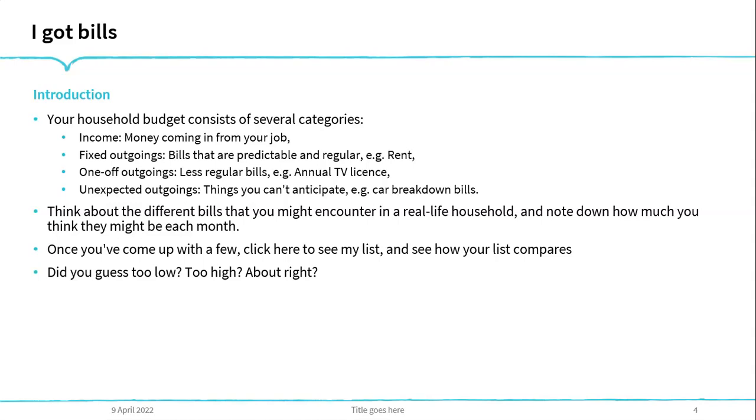Income, which is money coming in. Fixed outgoings, so these are more predictable and regular, like rent. One-off outgoings, like for example, your Netflix subscription, your TV subscription, and anything not expected. So like if you have to repair your car, your house, or even your bicycle, these are the unexpected. So I want you to think about what sort of things you might encounter in real life that you have to spend money on each month. And write it down. When you're ready, click on the next slide.